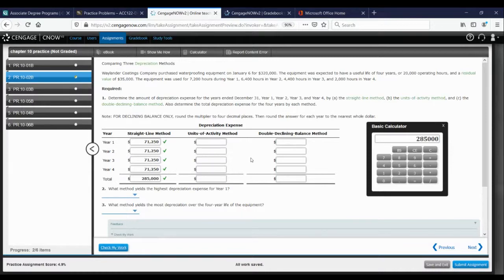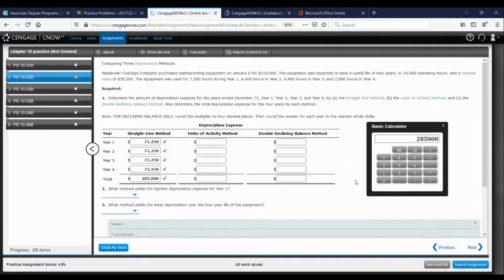Now, under the units of activity method, we will start out like we did with the straight line method. You will need to determine the depreciable value first, which will be your cost of $320,000 minus your scrap value. That will give you a depreciable value again, just like we got in the straight line method, of 285,000.